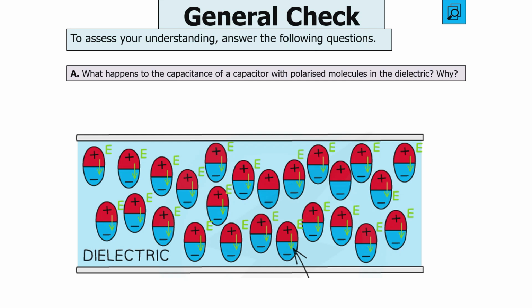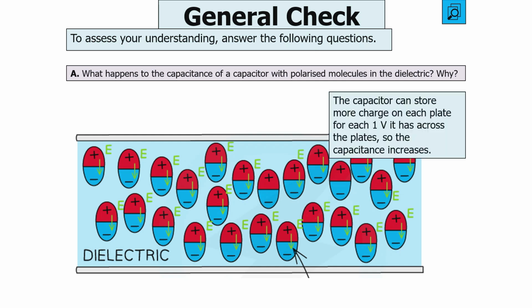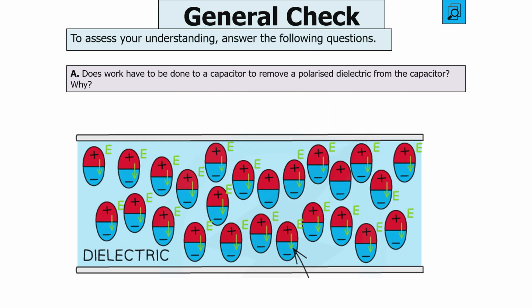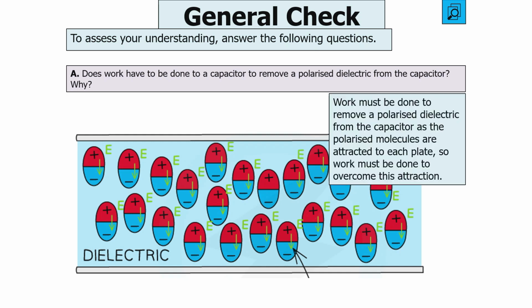What happens to the capacitance of a capacitor with polarized molecules in the dielectric, and why? The capacitor can store more charge on each plate for each 1 volt across the plates, so therefore the capacitance can increase. Does work have to be done to a capacitor to remove a polarized dielectric from the capacitor, and why? Work must be done to remove a polarized dielectric from the capacitor, as the polarized molecules are attracted to each plate, so work must be done to overcome this attraction.